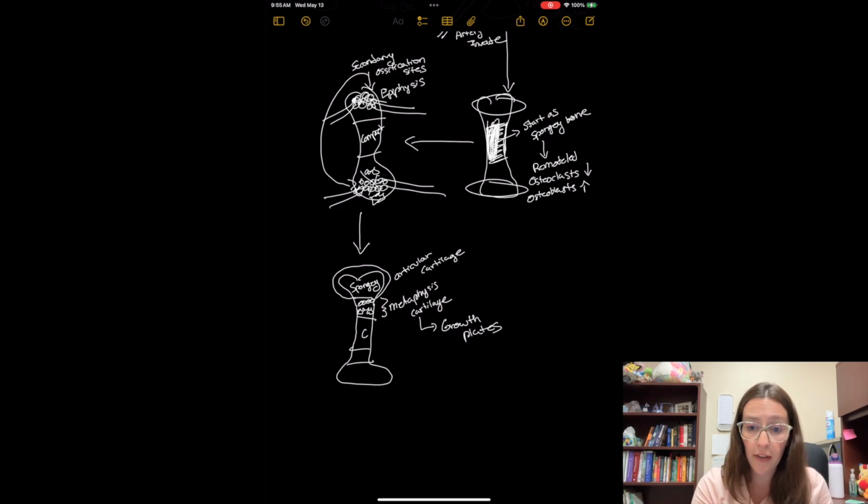Anyway, I hope this helps you guys walk through the different stages of endochondral ossification.